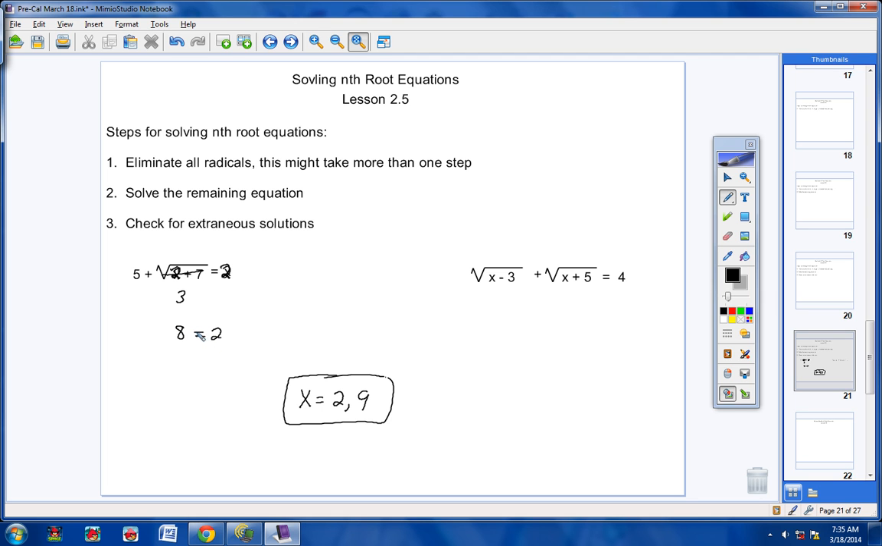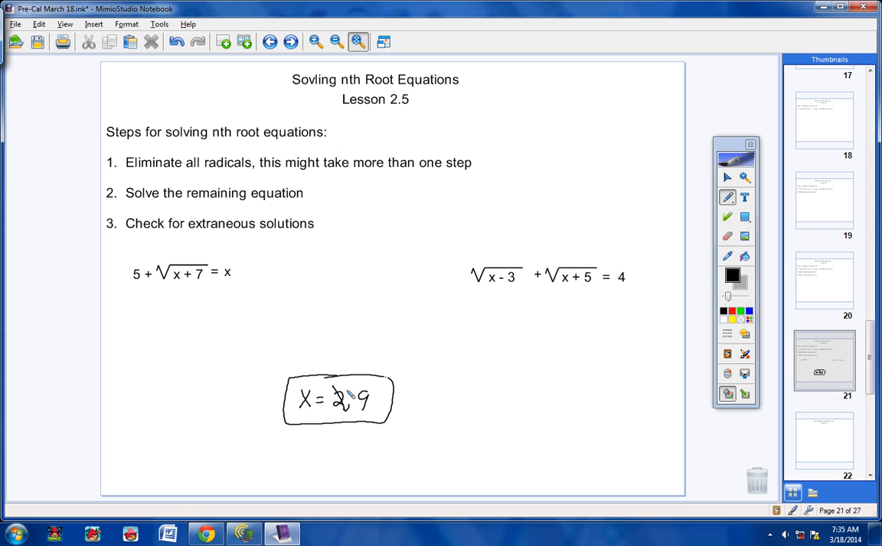Let's go over that again. Let's put a 2 in for x. 2 plus 7 is 9. The square root of 9 is 3. 5 plus 3 is 8. 8 does not equal 2. Okay, so we know 2 is not one of your answers.